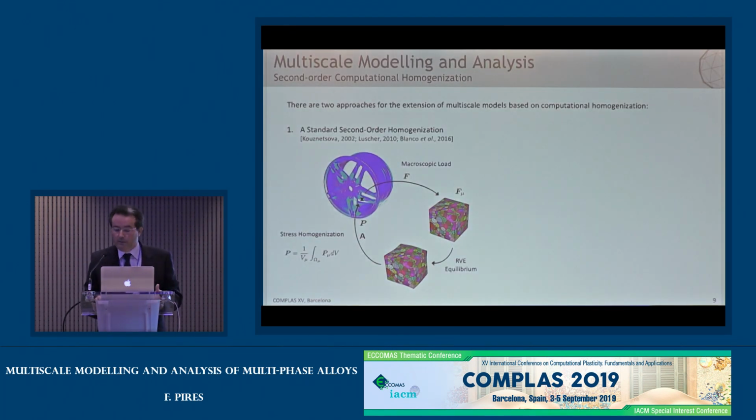So in the context of FE square, I would basically say that there are two approaches for multiscale modeling. The first one, which I'll label standard second-order homogenization, where pioneering work has been done by Kouznetsova in 2002, and later on by Luscher and Blanco, all following slightly different techniques and assumptions.